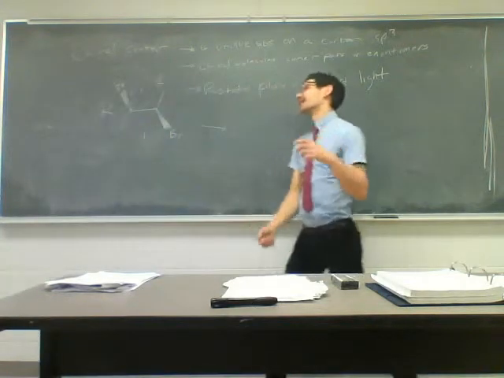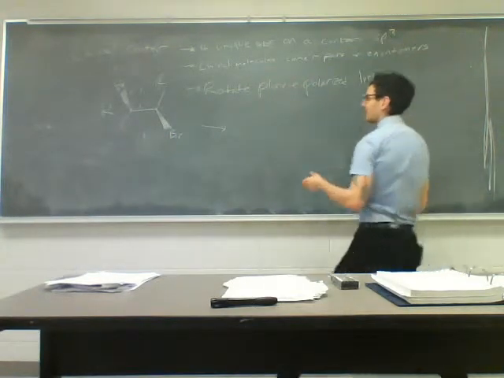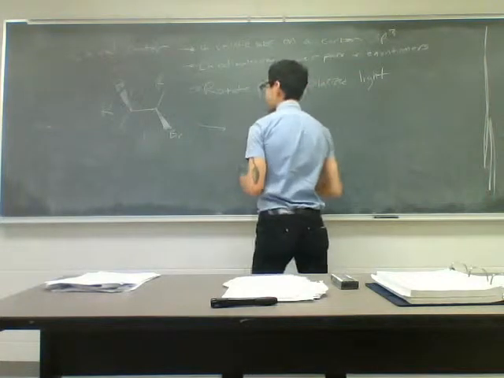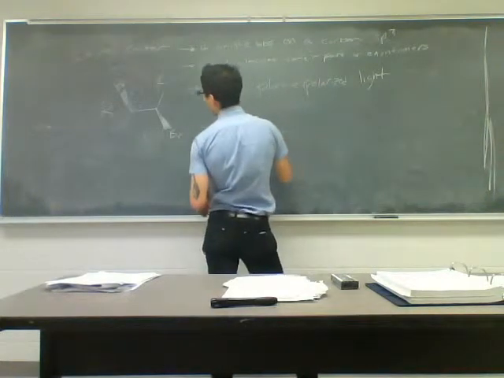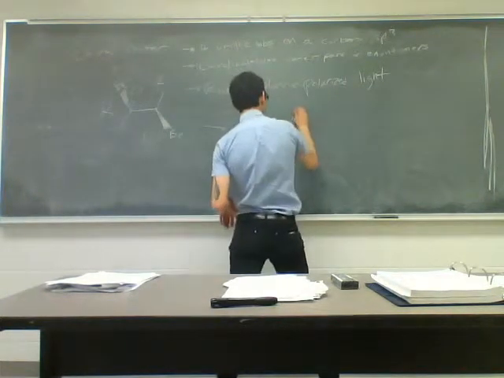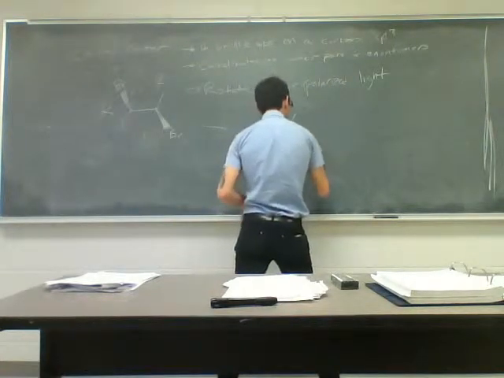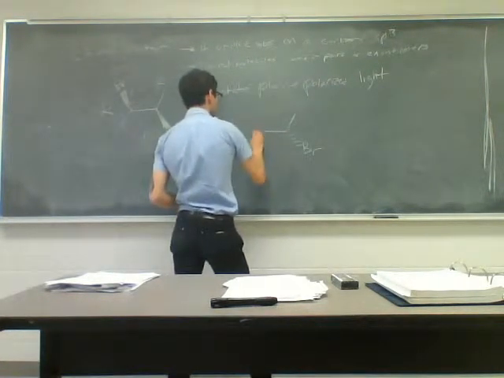Let's draw a diastereomer of this one. This molecule is going to be chiral, but we can draw a diastereomer that should be achiral. We have our Br in the back now.